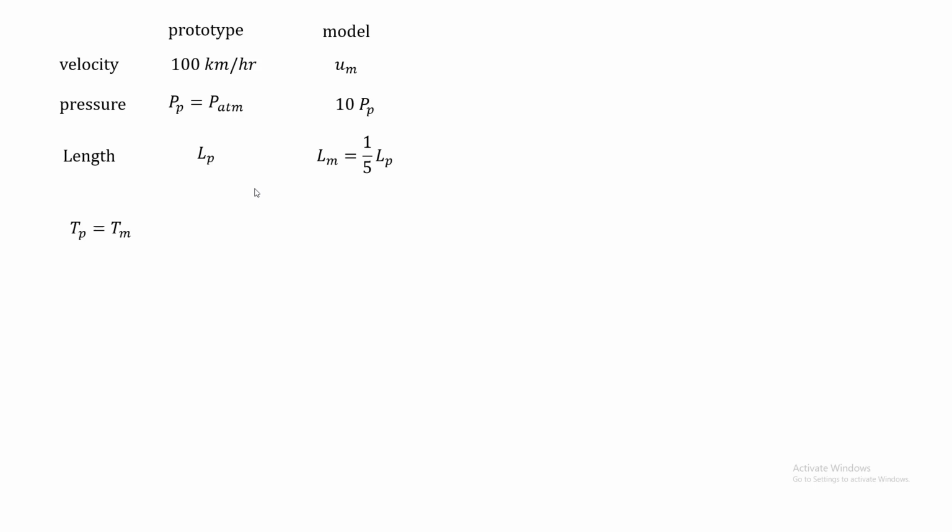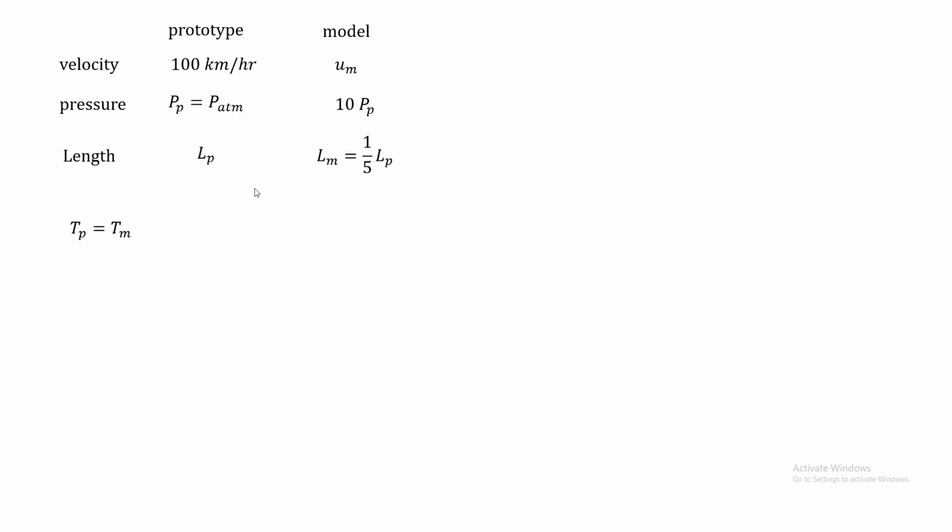Let's first write what are the variables that are available to us. First, the velocity of the prototype, which is the aircraft, is 100 km per hour, and the model's velocity, Um, is what we have to find. The pressure is atmospheric pressure for the prototype, and the model has a pressure 10 times that of the prototype, right? Next is the length scale. The length scale of the prototype is Lp, and the length scale of the model is 1/5 of Lp, right? We have also been given that the temperature for both the conditions is equal.